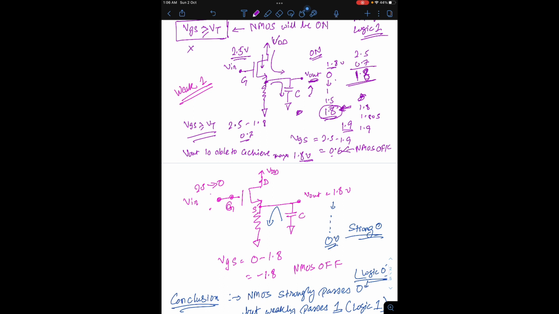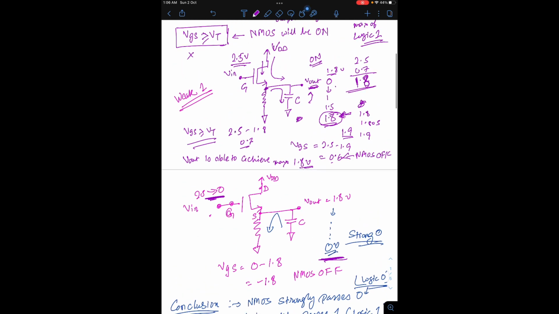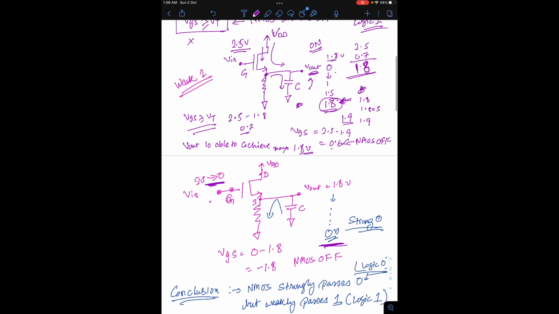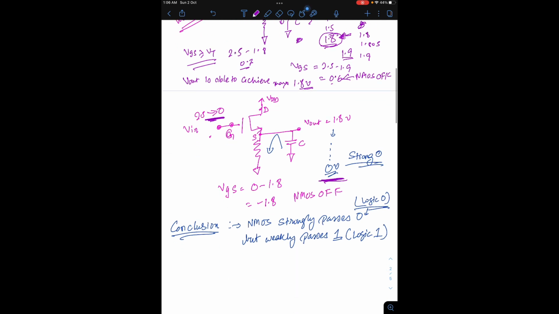So again here I gave 0 volt, and I am able to get 0 volt. Logic 0, I am able to get logic 0. So strongly I am able to get logic 0, or the lowest voltage. But that's not true with logic 1 or 2.5 volts. So the conclusion is NMOS strongly passes 0 or logic 0, and weakly passes 1 or logic 1. This is the maximum VDD voltage. Don't be confused, this is the max VDD, whatever technology you are using, right?